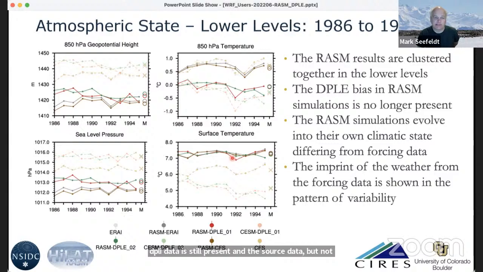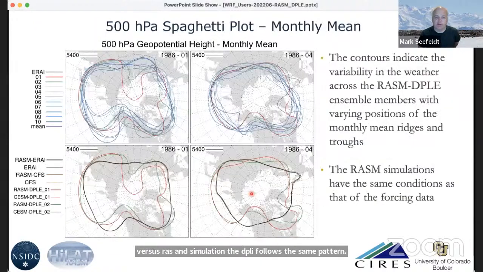We're also able to see that the imprint of the weather, that being the shape of the curves for the different DPLE versus RASM simulation of the DPLE, follows the same pattern. So you're able to see this imprint of the weather from the DPLE in the RASM simulations.